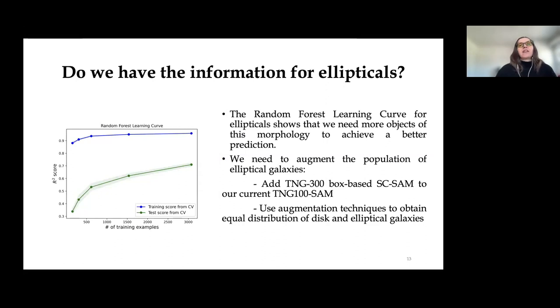And finally, we will ask whether or not the information for ellipticals is there. So we look at the random forest learning curves for ellipticals, and look at this increasing slope in the green line here from the test set. We see that we need more objects. We need more elliptical galaxies in order to know whether the information for ellipticals is there, whether we can predict elliptical sizes or not. And so as future work, we're thinking of augmenting the population of elliptical galaxies by either adding the TNG 300 box or using some augmentation technique to obtain more elliptical galaxies in our data set.